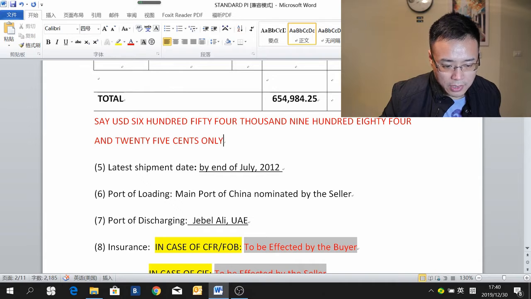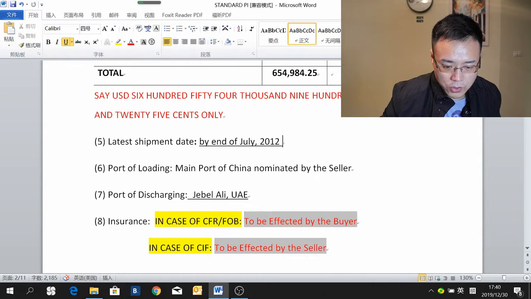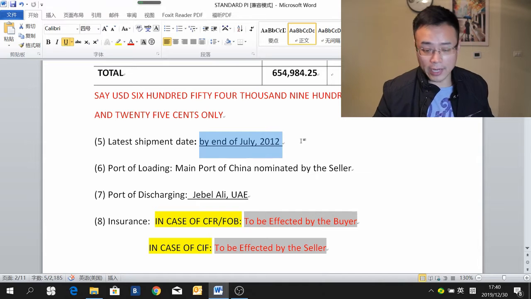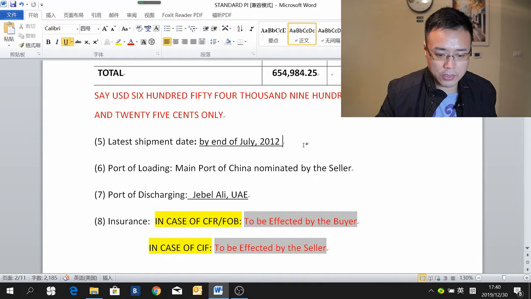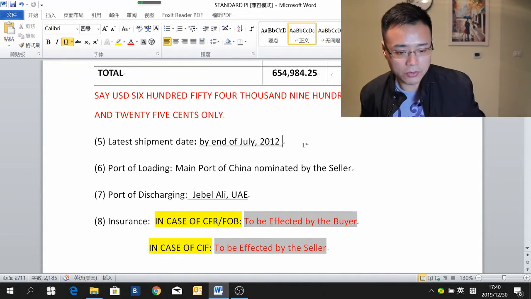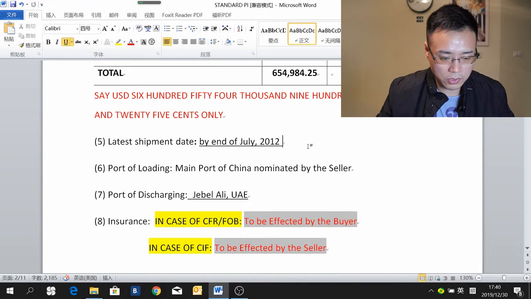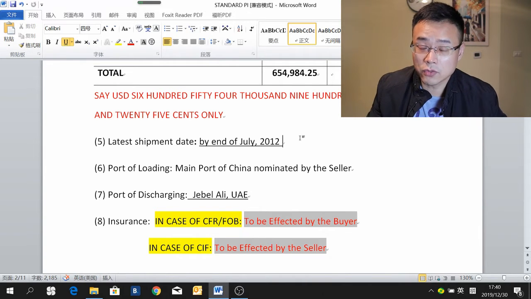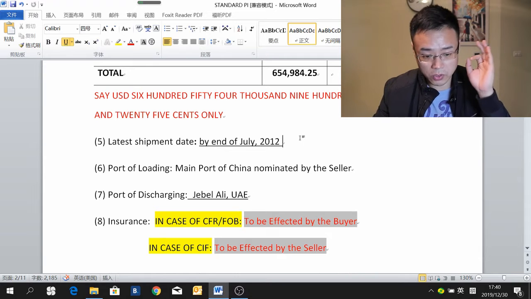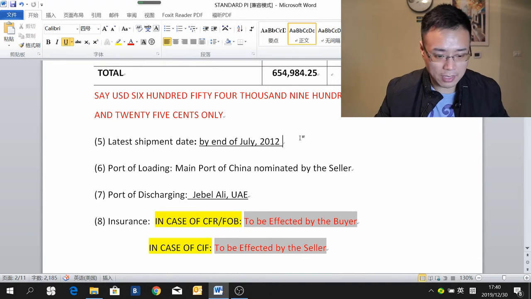Latest date of shipment, or latest shipment date: by end of July 2012. This date is going to be the latest date of shipment in the LC. So this is the deadline. You have to send the cargo before this date. Otherwise, you will have a discrepancy, that's 100% sure. So be very careful about that.